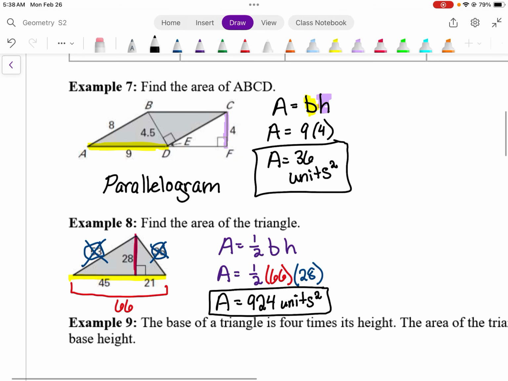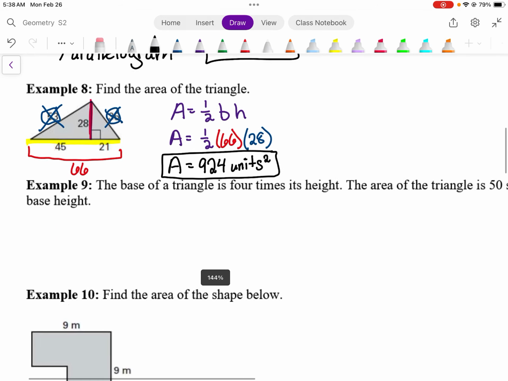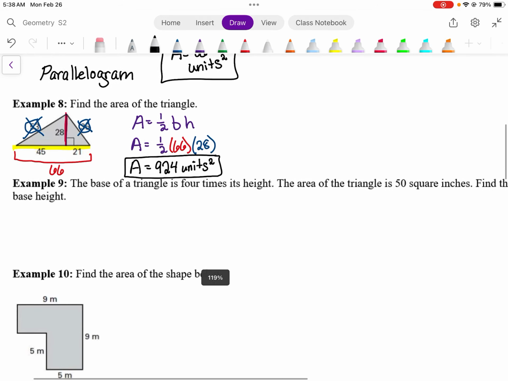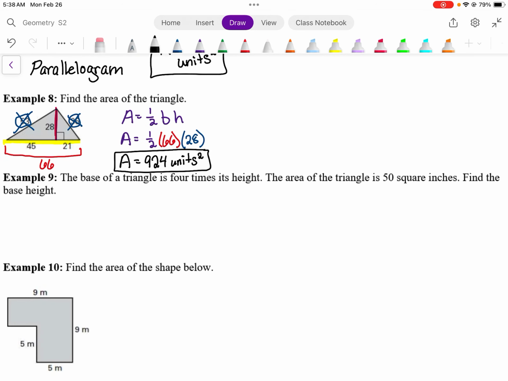All right, so for some of the problems, you're going to be given the shape, and then you have to calculate the area. Other times, you're going to be given word problems, and you are going to have to solve for a variable. So for example, 9, the base of a triangle is 4 times its height. The area of the triangle is 50 square inches. Find the base and the height.